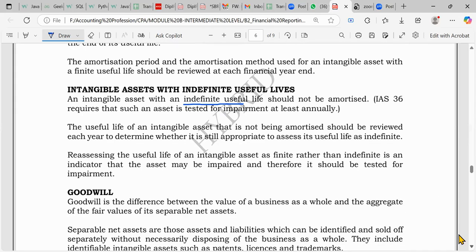Going further, you say the useful life of an intangible asset that is not being amortized should be reviewed. The other thing, apart from using IAS 36 to test it for impairment annually, is that if an intangible has an indefinite useful life, we don't expect that to stay forever. So you should always be reviewing: is it still indefinite or has it changed? We just try to avoid overstating the assets. We apply the prudence concept, exercise of caution.